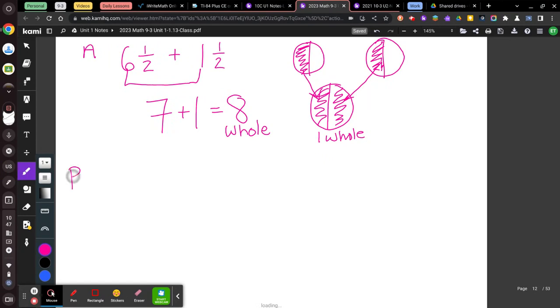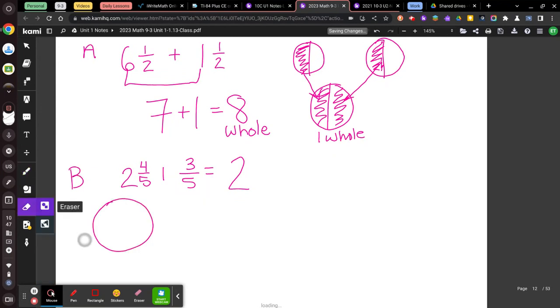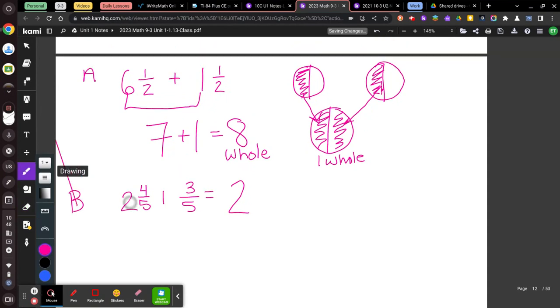On B, we've got 2 and 4 over 5, adding 3 over 5. So there's no big numbers to add because 2 has nothing to add to in front of this guy. There's nothing there. So that means my whole number is just going to be a 2. Now, the bottom number of your fraction is the same. So again, I'm going to make a rectangle because I've got 5 pieces. I'm going to make a rectangle because it's easier.